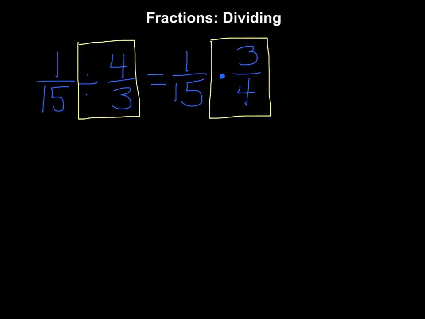So multiplication is nice and simple. We multiply across the numerator and the denominator. So 1 times 3 is 3, and 15 times 4 is 60. And as always, since we're dealing with fractions, we need to look and see if we can reduce this. Well, obviously 3 goes into both of these, and so my final answer will be 1/20.